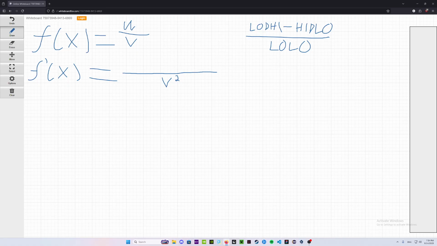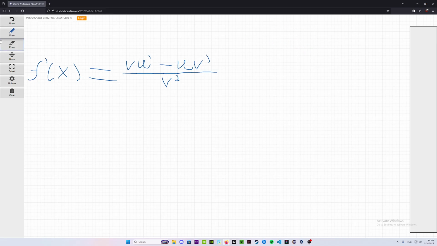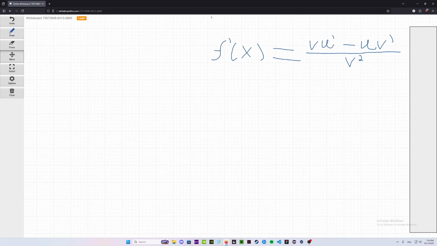And this is quotient rule. It looks kind of complicated, but let me show you here. Let me write it in terms like this. So you're going to have low v times u prime minus u times v prime. Okay, so let me erase all of this. I'm going to move this over here.